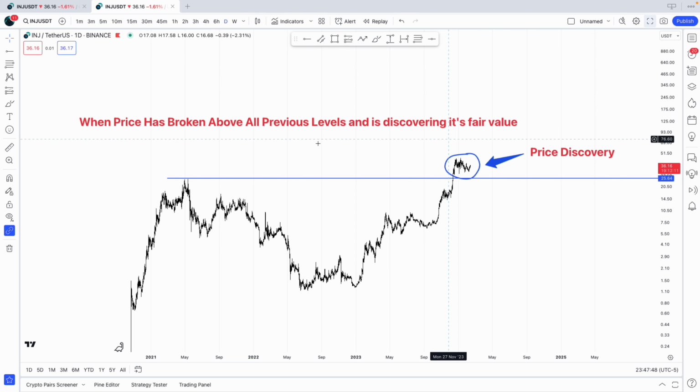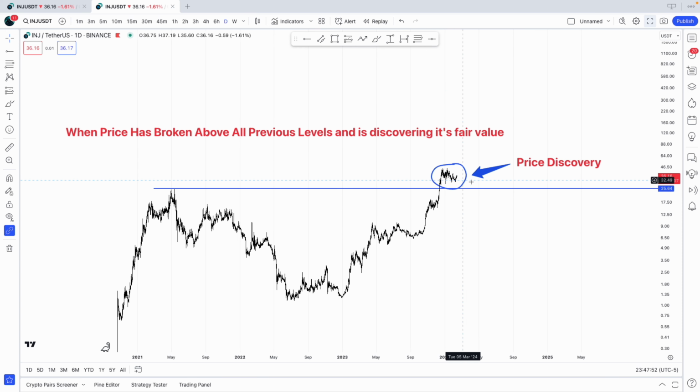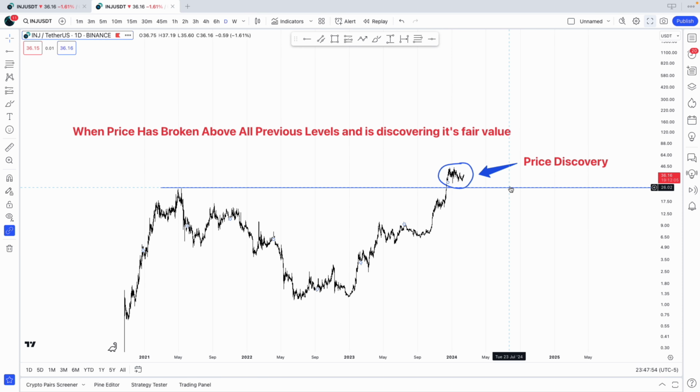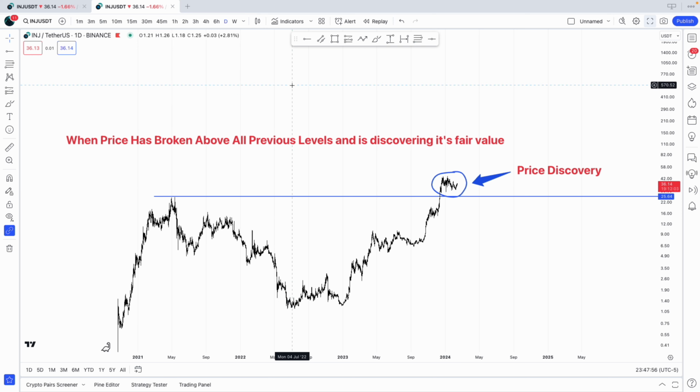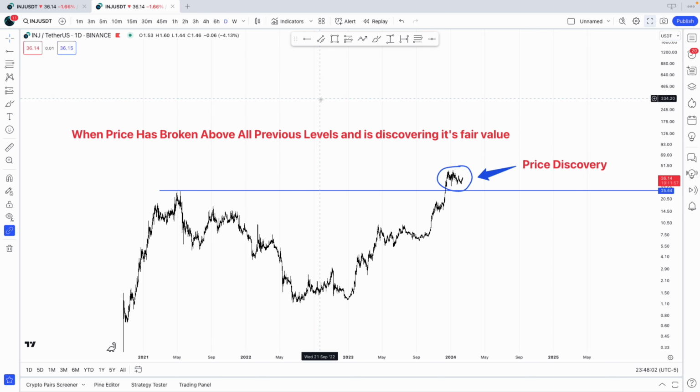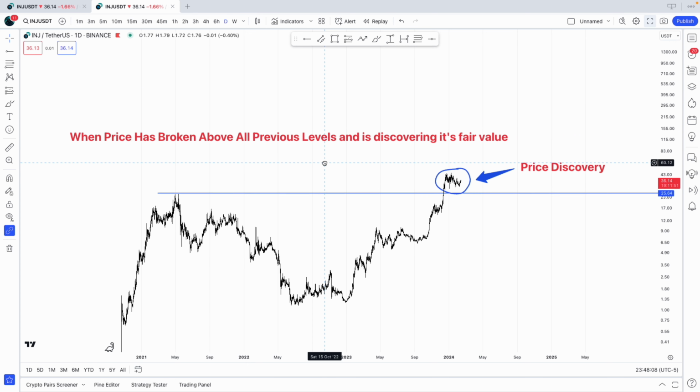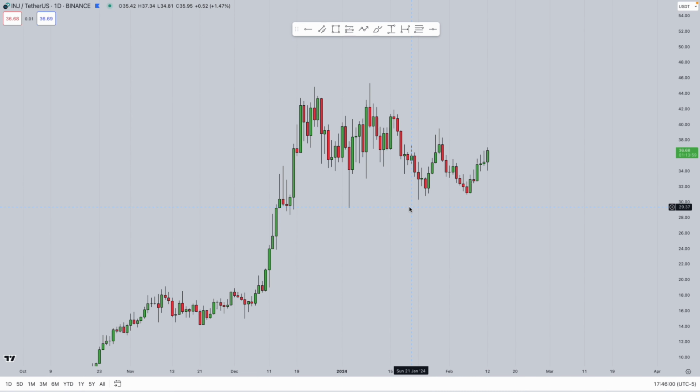So as you can see here on INJ, it has broken above all key levels now and is trading in price discovery. So you can see how there's not going to be any support, resistance, or really any targets for you to be able to have, which makes it difficult to know when to take profit and how long to hold your trade for. So let me show you what indicators you need now to successfully trade price discovery.